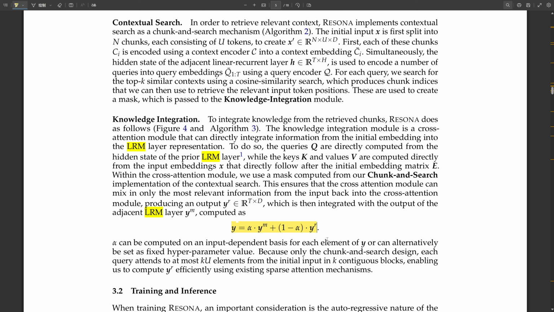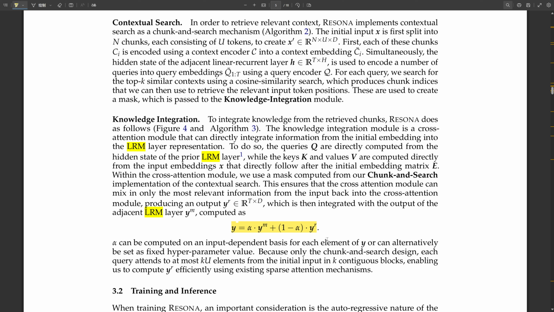Well, I think one of the coolest things about Resona is how it tackles this bottleneck head on. It doesn't try to redesign the LRM completely or invent some newfangled architecture. It just adds this clever retrieval mechanism that works within the existing framework. So it's like a surgical enhancement, not a complete overhaul. Yeah, I like that analogy.